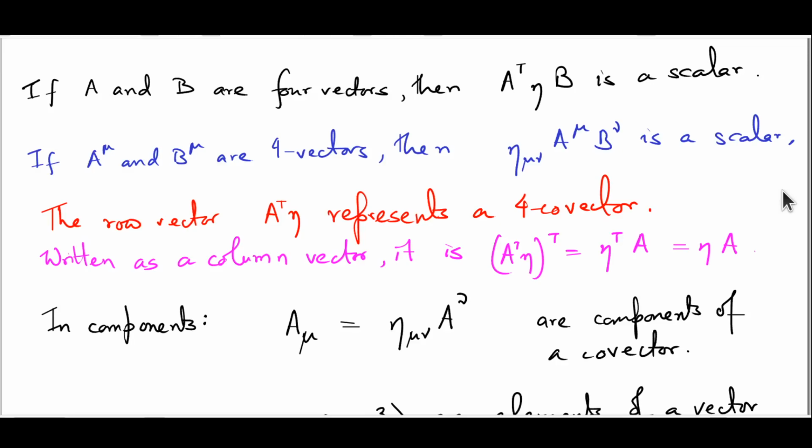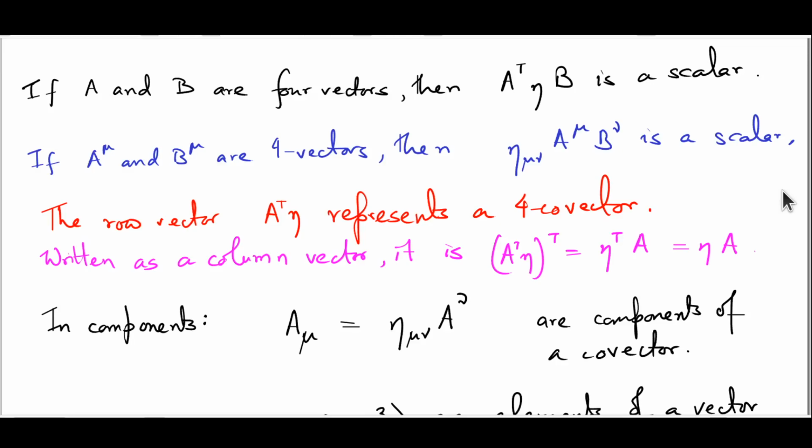Or if you were to write this in the language of components, eta mu nu A nu summed up over nu will give me 4 numbers which form the 4 components of a covector, and we denote this covector by exactly the same letter as the original vector. That is, since the original vector is called A, the covector will also be called A. It's after all the covector version of this object A, and we will write the components with a lower index mu. So we end up with A lower index mu equals eta mu nu A upper index nu.